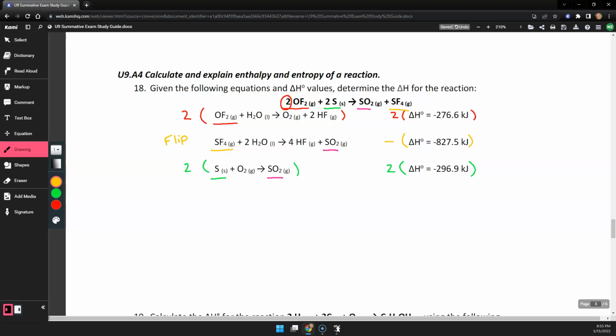All right, so I'm going to rewrite these. This is a little tedious, but this is how it goes. When I multiply the equation by 2, I multiply everything in the equation by 2. Okay, so let me rewrite this.